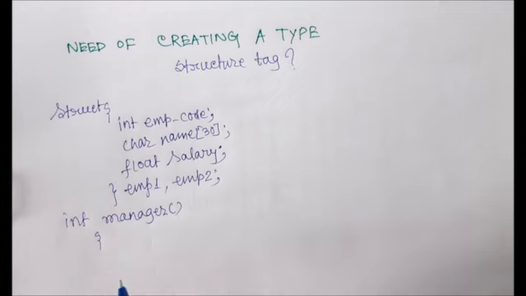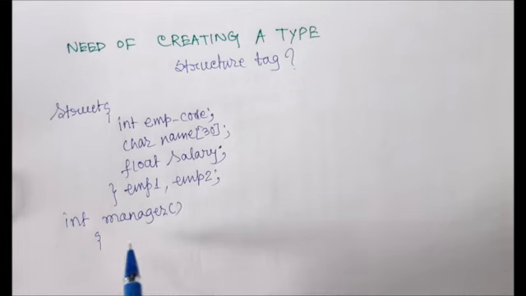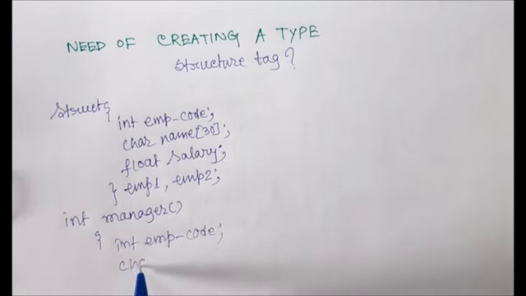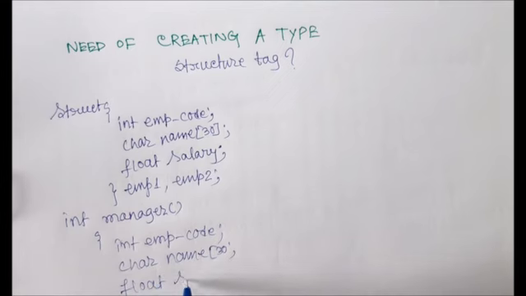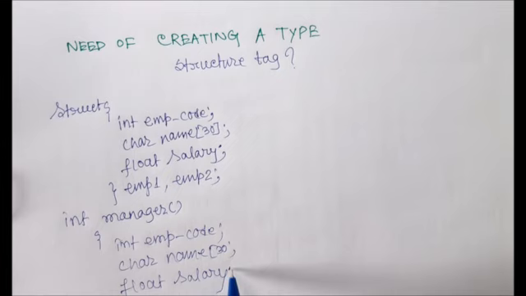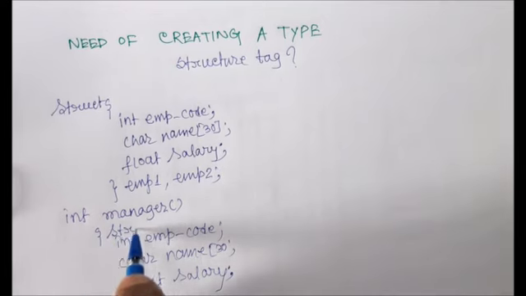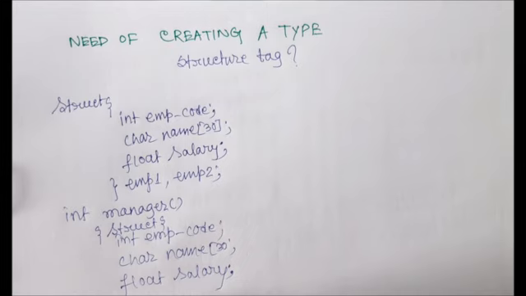From the same structure, if I want to declare any other structure variable, we have to write all the structure members again. So here the structure members are int employee code, char name 30, float salary. Then we have a new struct variable, for example manager. So this is a new structure variable. Then so many other code is there.